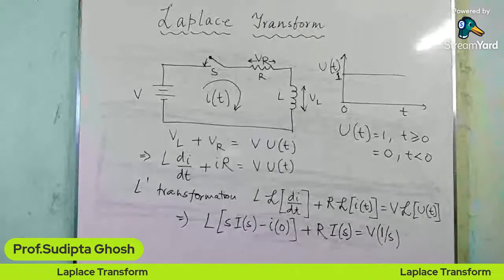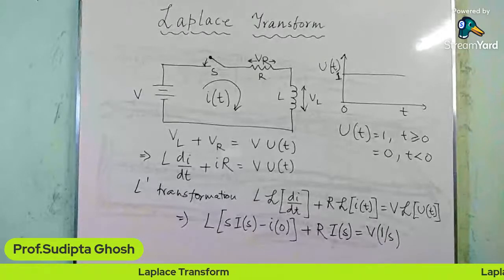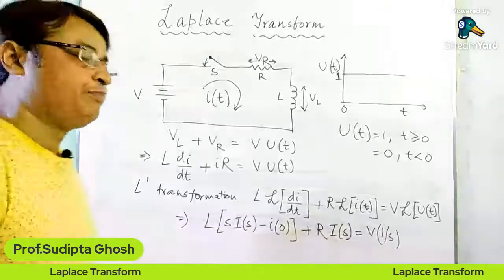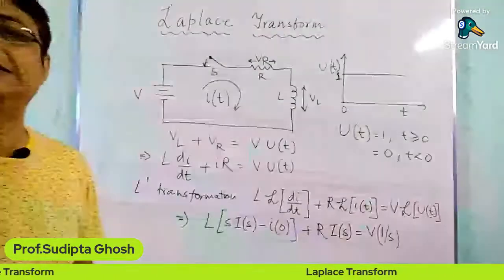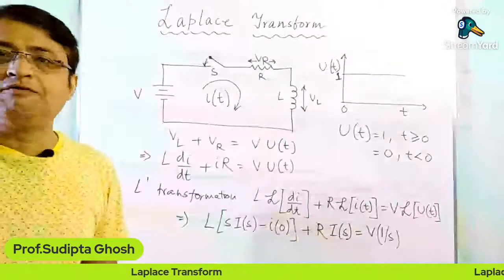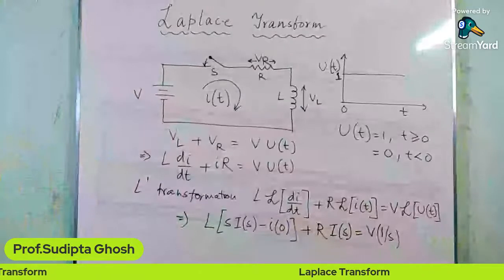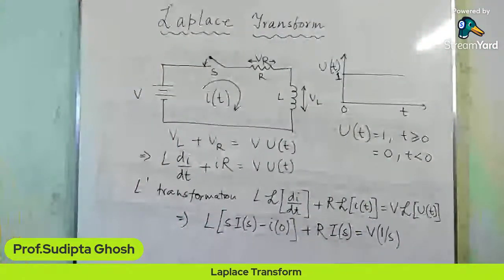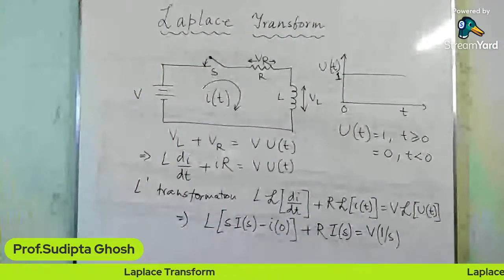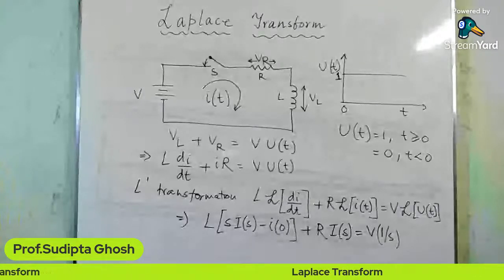Now, before closing the switch, from this physical problem we can interpret that at time t equals 0 the value of the current will be nothing but 0. So the value of I0, the initial value of the current for this equation, will be 0.